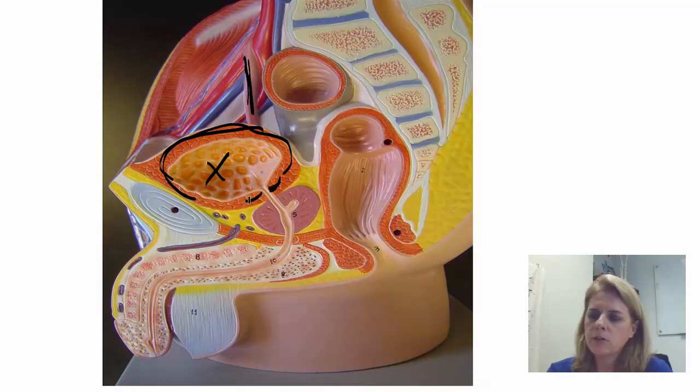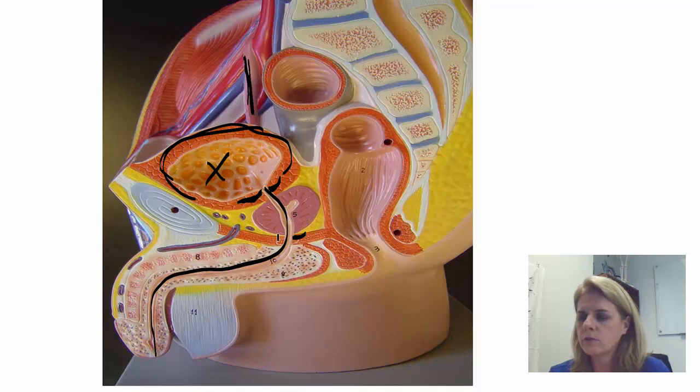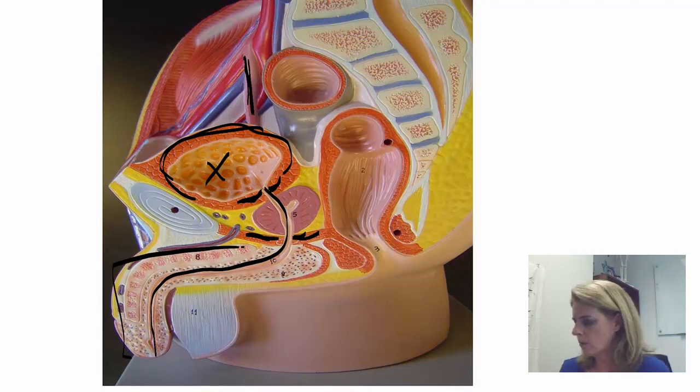Here would be where the internal sphincter would be. This long tube is the urethra. And then again, your external sphincter is in the floor of the pelvic wall. Okay, so you'll notice that the urethra is much longer in the male after it exits the abdominal pelvic cavity.